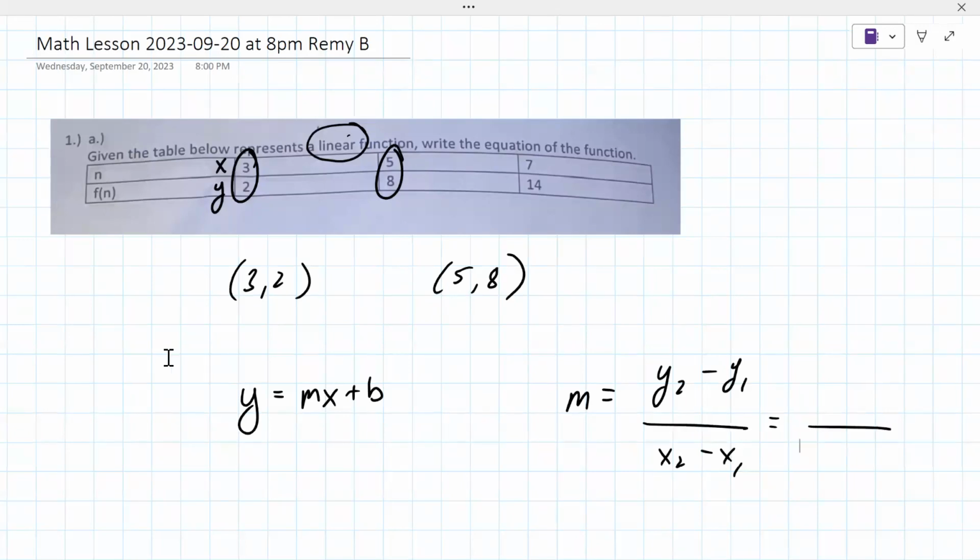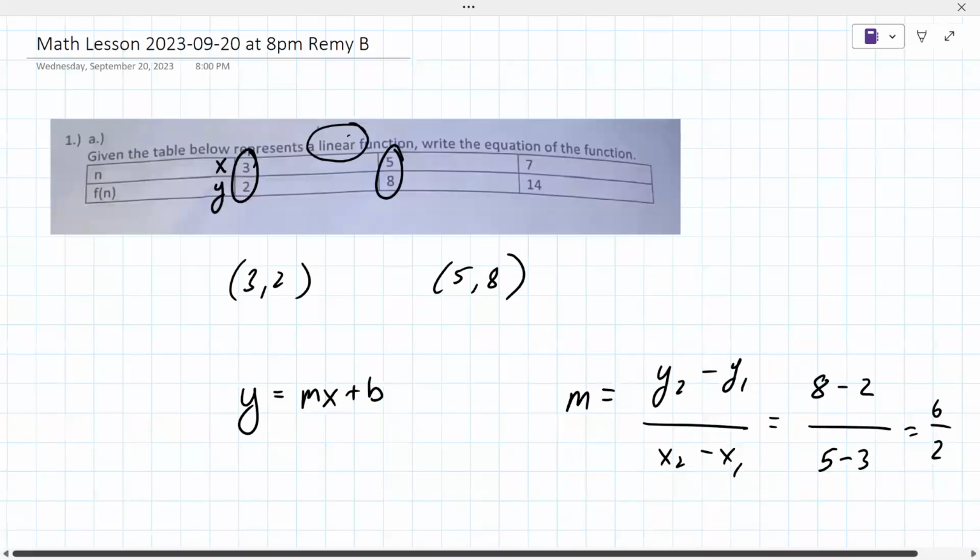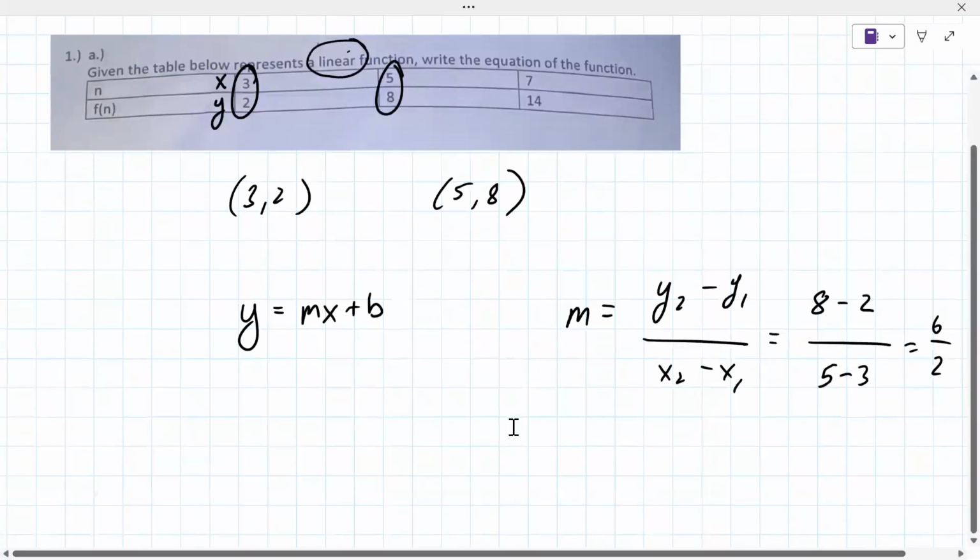So go ahead and calculate the slope for me, please. All right, I got you. So 6 and 2 for my slope. Is that your final answer? Oh yeah. Can you reduce that? Yeah, you can. So the final would be just 3, right? Yeah. The slope is 3.